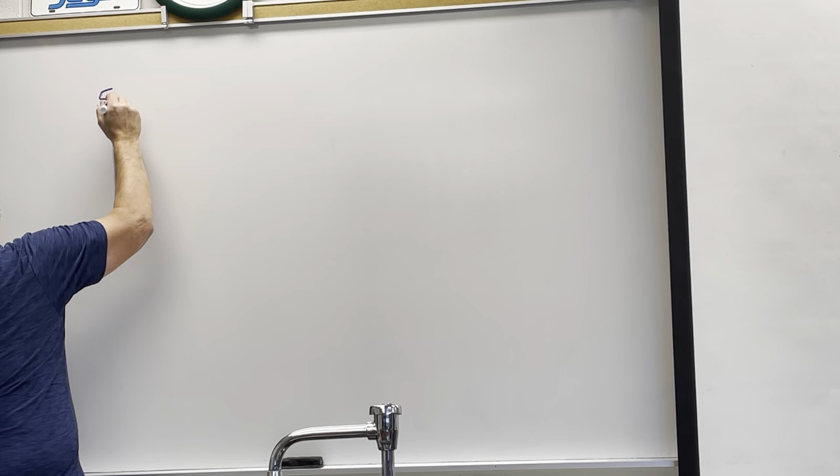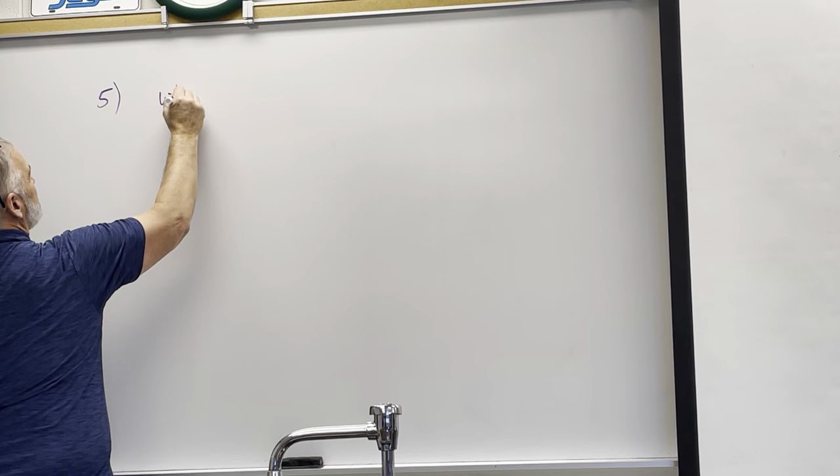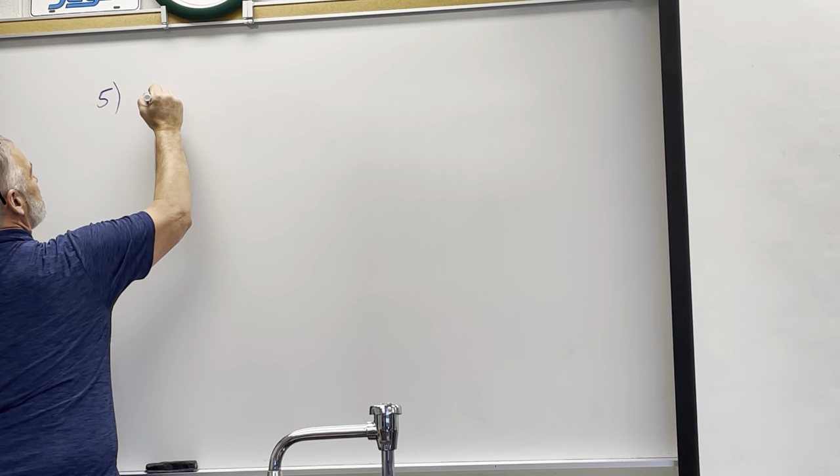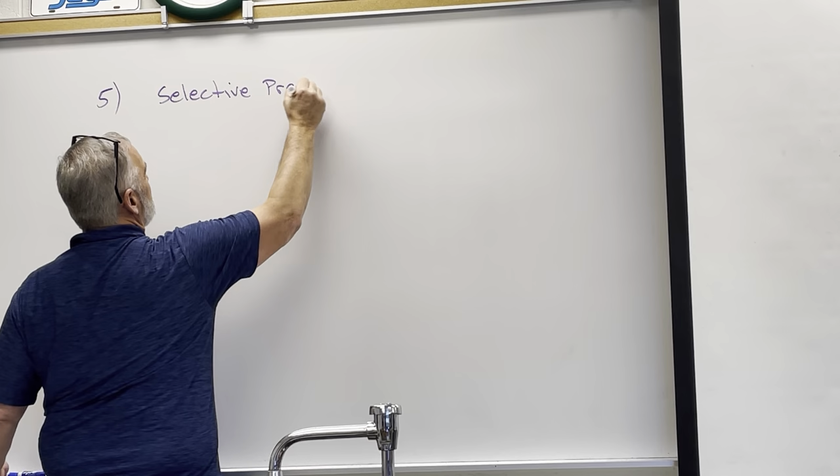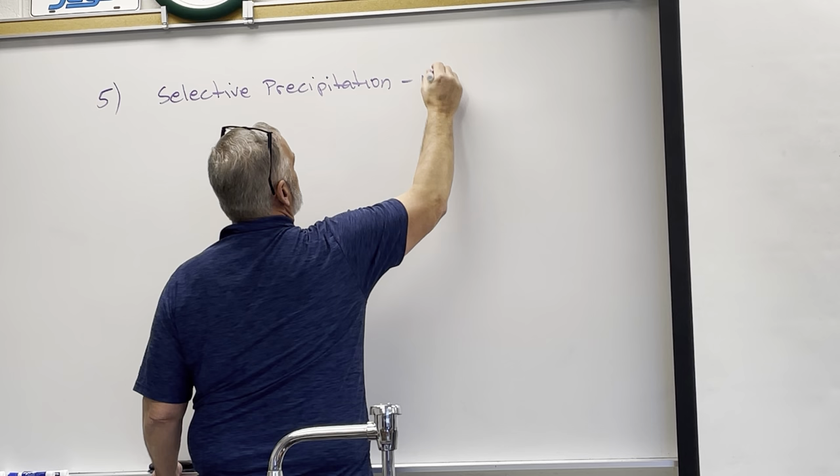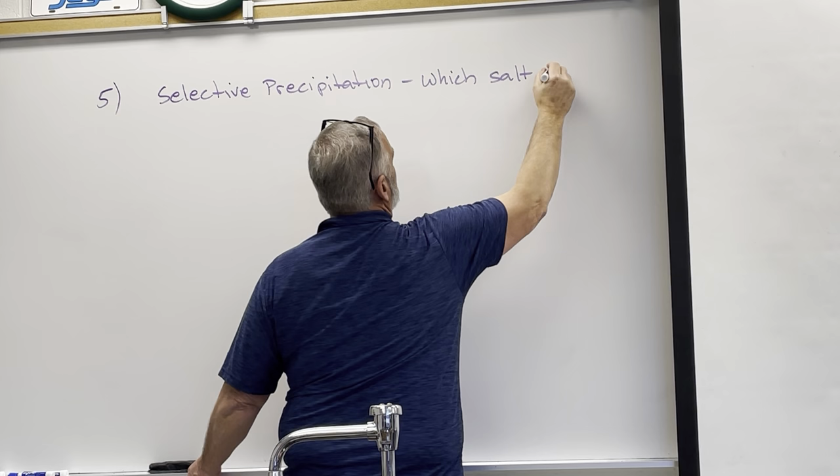Okay. So, step number five. This is our five types of KSP problems. Number five, let's just even do it this way. It's called selective precipitation. Which salt will precipitate first? That's the question.